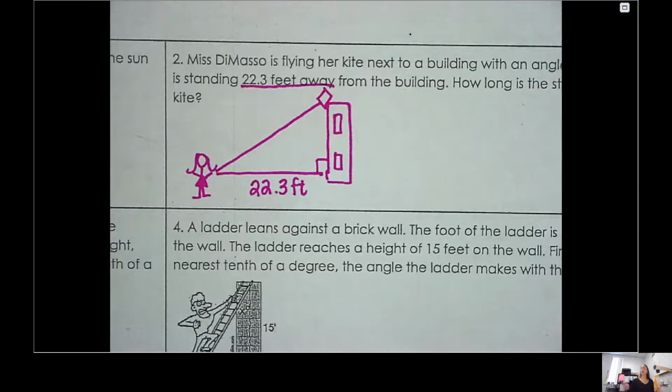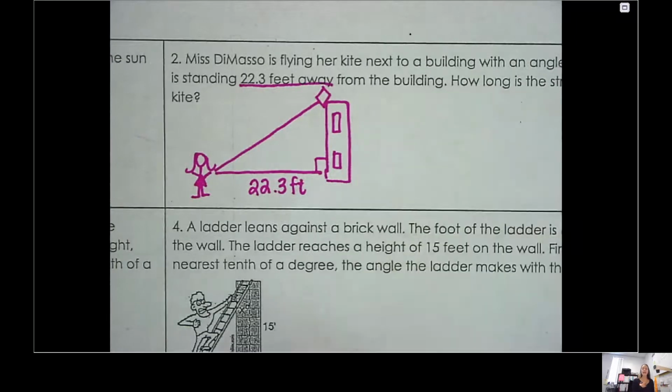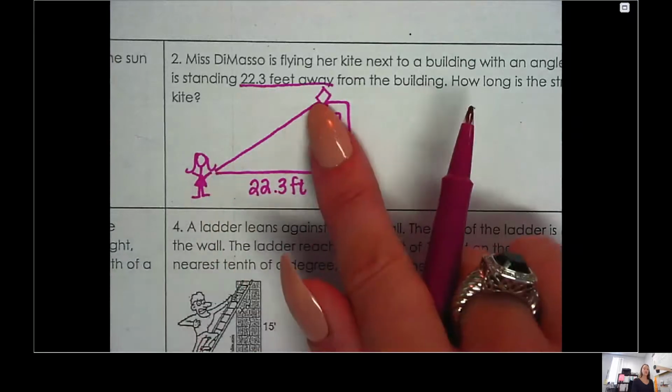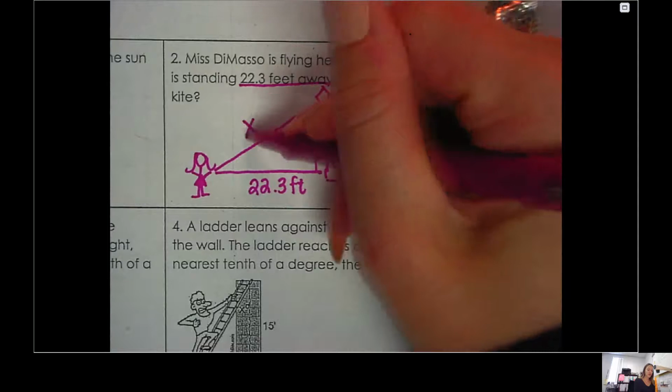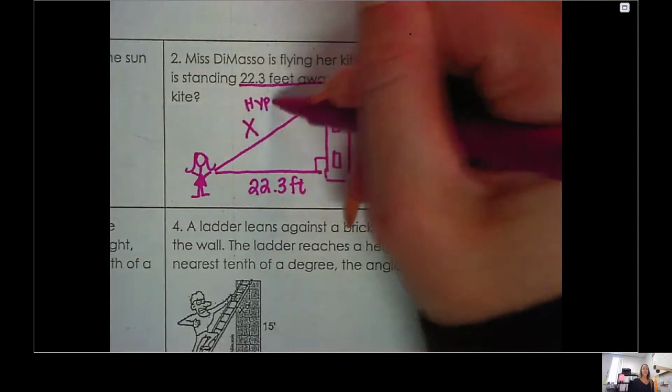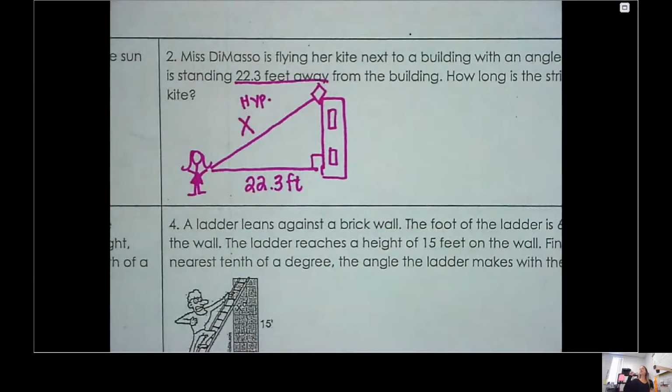I'm trying to find the hypotenuse. How long is the string of my kite? This is the string. That's what I'm trying to find. So what should I put there? An X. That's what I'm trying to find. Good. And if you want to label it as height, you can. And we already know that's the hypotenuse. Now, last part is the angle.